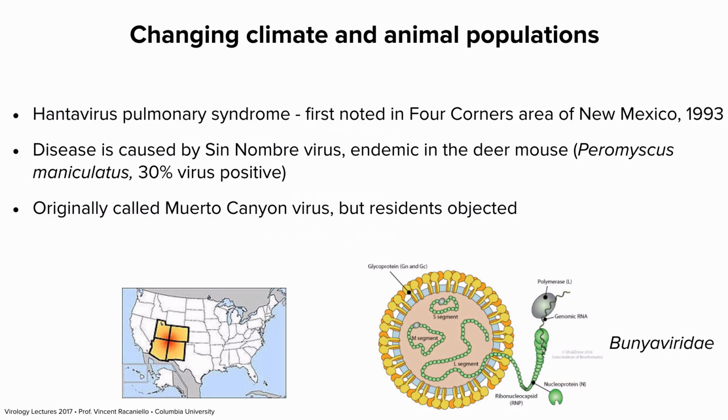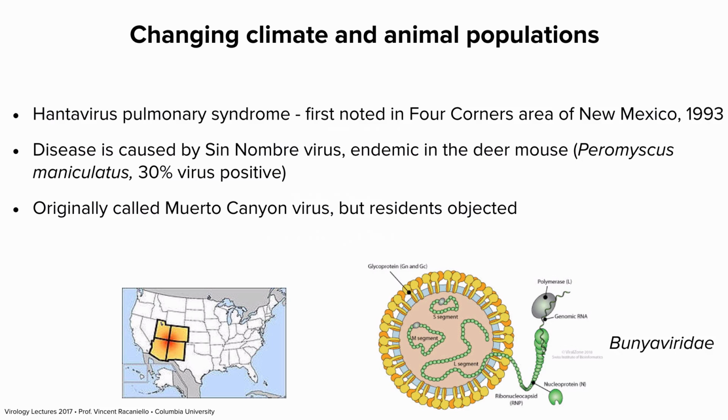And now here's another one which is a little insidious because we didn't seem to do anything untoward in this case. This is an emergence caused by changing climate and animal populations. And the disease is hantavirus pulmonary syndrome, first noted in the Four Corners area of New Mexico, 1993. So that's where the 4 states come together. There's a place called Four Corners, and in that area were these first cases of a very serious respiratory disease, mostly fatal. It was determined to be caused by a virus called Nombre virus.